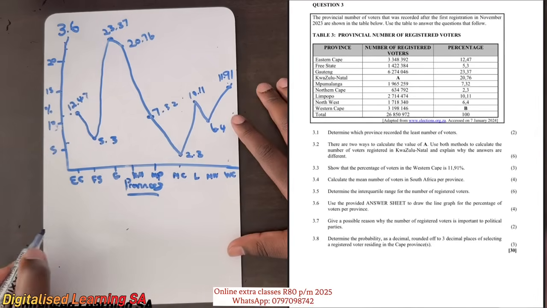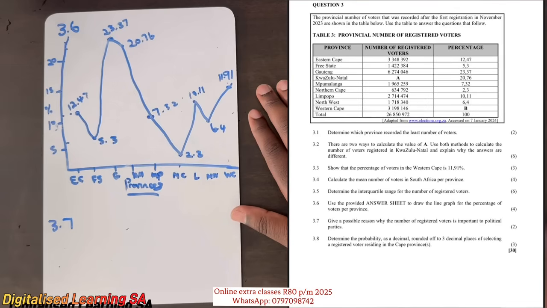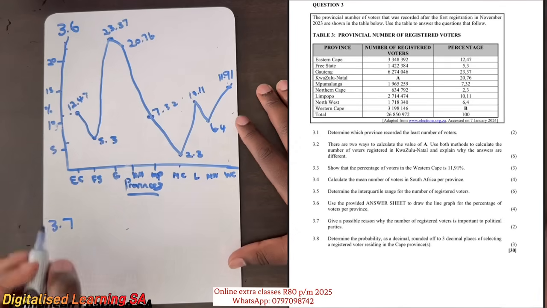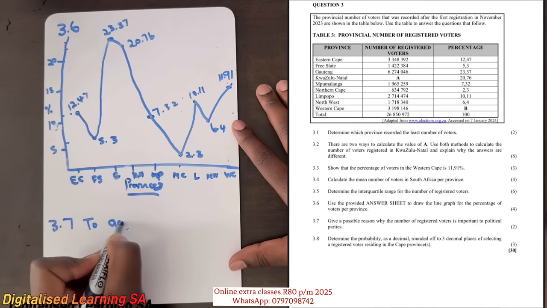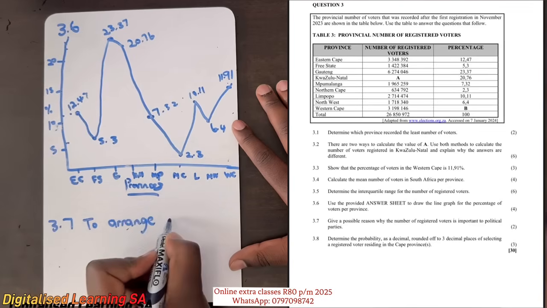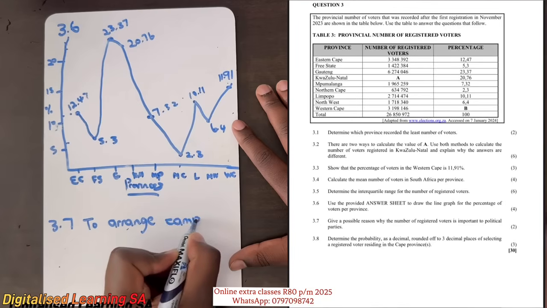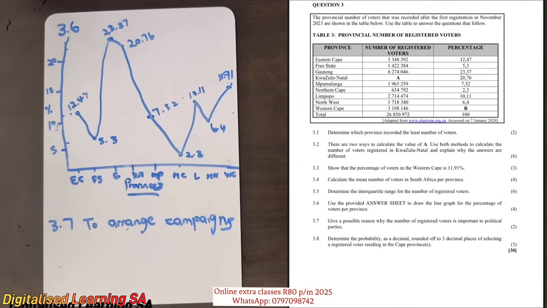Let's move to question 3.7. So question 3.7 says that give a possible reason why the number of registered voters is important to political parties. It is important so that they can arrange campaigns so that they can convince people to vote for them. Okay, so now let's move to the next question, which is question 3.8, the last question on question 3.